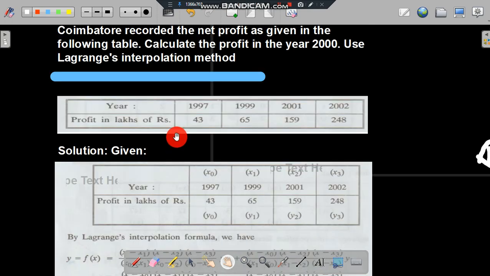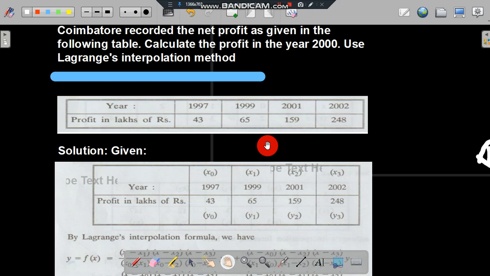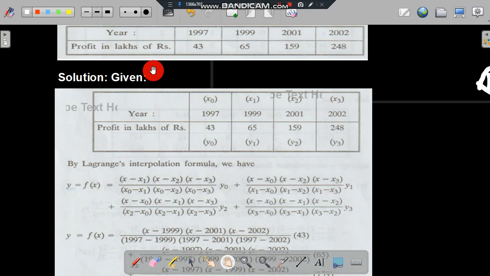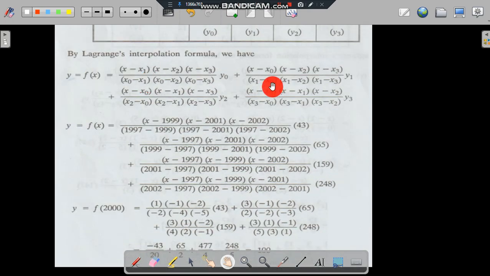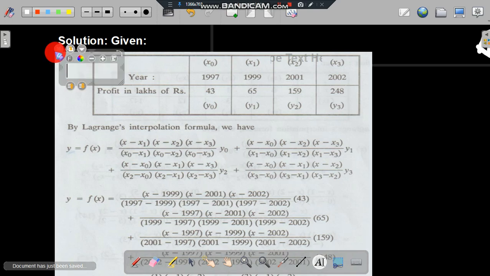Now, what is the question given to us? What would be the profit by GeoCell company in Coimbatore in the year 2000? The 2000 is not given here. For this, we are using Lagrange's interpolation formula. Now look at that.